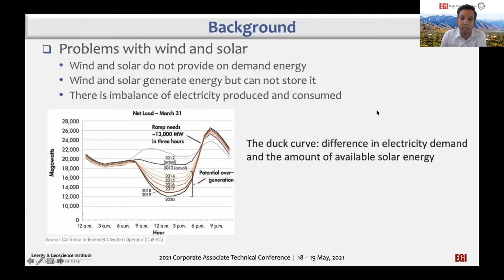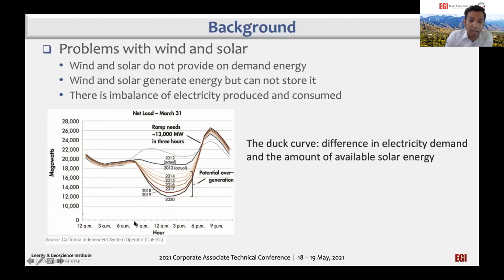Here is a famous chart. It was developed by the California Independent System Operator in 2013. After that, they predicted this chart for 2014 up to 2022. Since then, these curves have not been updated, but it's still used for deployment of solar energy. This is known as a duck curve. This is basically the difference between the electricity demand and the amount of available solar energy. This is from the springtime in California, and this is a snapshot of 24 hours of data.